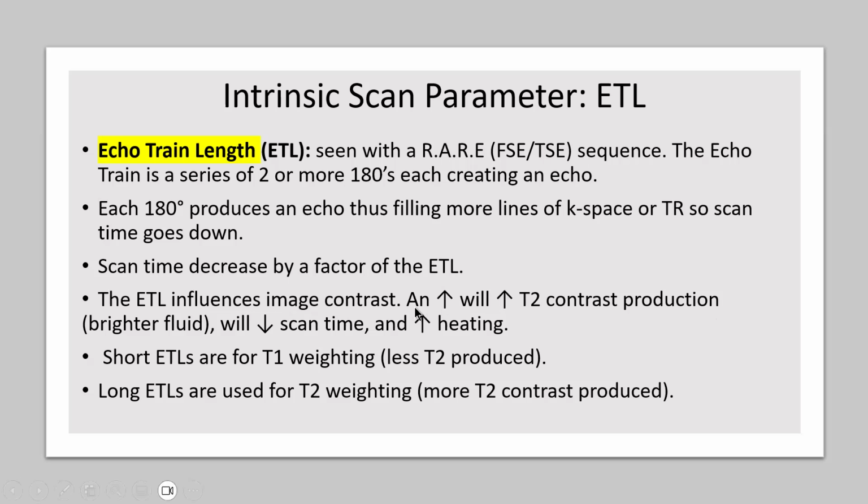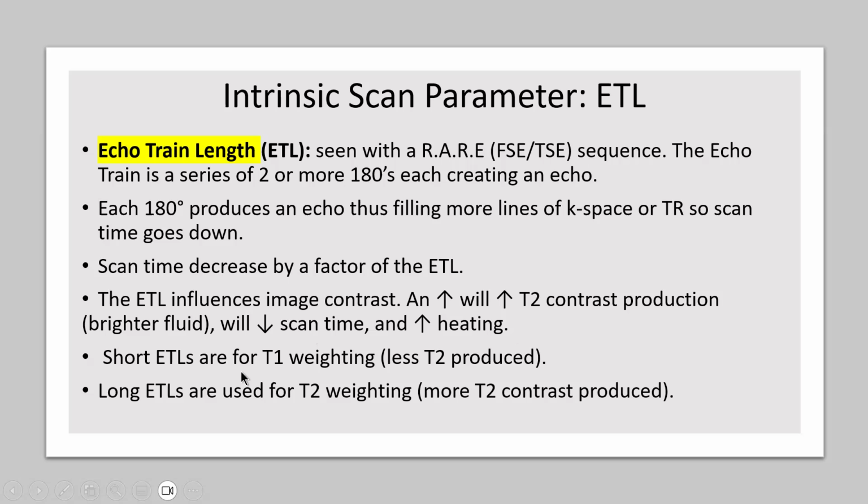Thank you. An increase in echo train is going to mean those echoes are getting further and further away from excitation, so they're getting more and more T2. So your fluid's going to get brighter. High echo train is going to decrease scan time, which is a good thing, but it's going to increase tissue heating. Everyone says SAR, and it's been like that for decades. Everyone calls it SAR, but your B1 plus root mean squared goes up as echo train goes up.